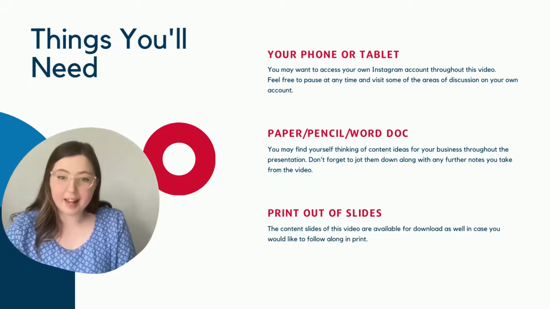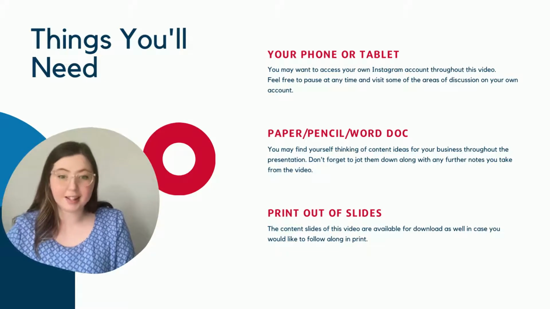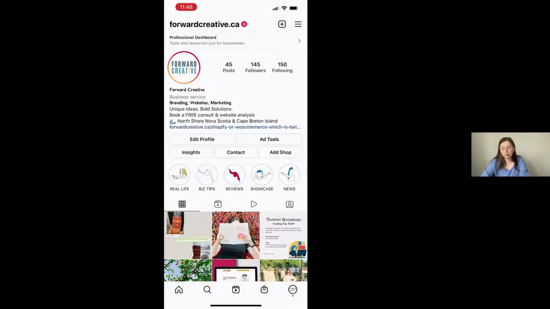In addition to that, you may want to have some paper and a pencil to take notes, and you may also want to have the slides printed out for you at your convenience. Throughout this video, I'm going to be also showing my screen on my phone, so you'll be able to follow along and see exactly what we're talking about in real time. Today, we're going to talk about three different types of content. We're going to talk about stories, story highlights, and posts on the grid. Our profile is going to be used as an example to show you the different types of content and how they can be used.